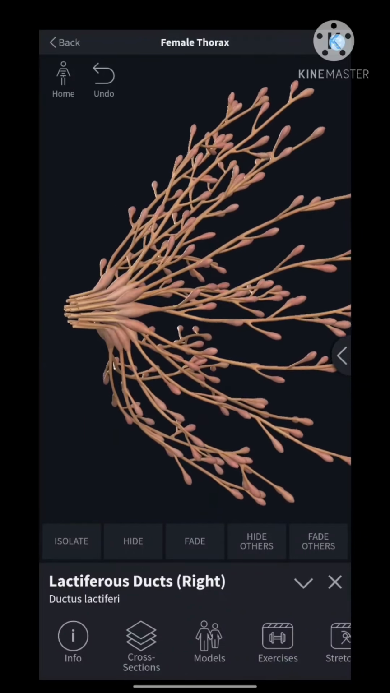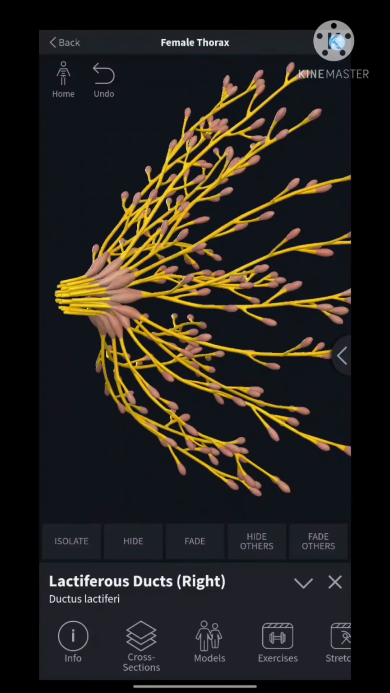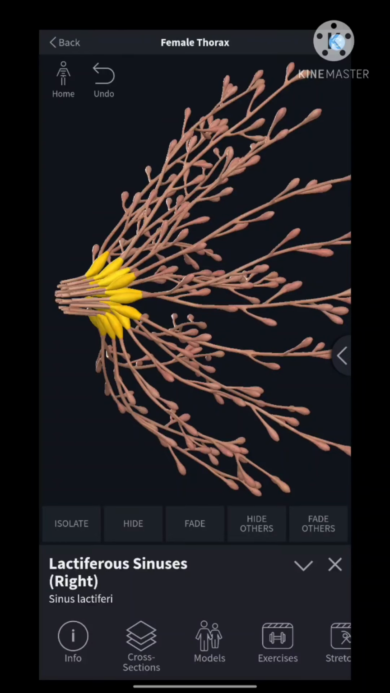But before being transported to the outside of the mammary gland, the milk is stored for a variable period, and this milk is stored in the lactiferous sinuses, also known as the ampulla. The ampulla is a structure in which the milk is stored temporarily.